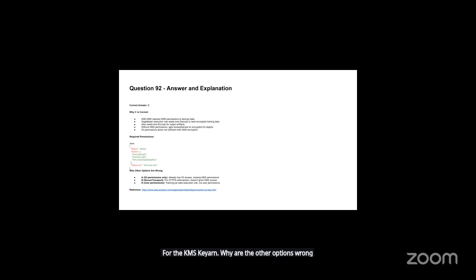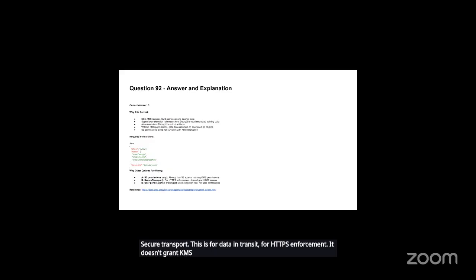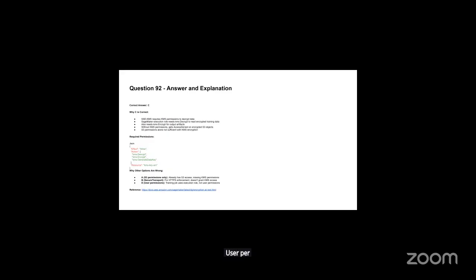Why are the other options wrong? S3 permissions only: this already has S3 access, but it's missing KMS permissions. Secure transport: this is for data in transit for HTTPS enforcement. It doesn't grant KMS access. User permissions: the training job uses execution roles, not user permissions.